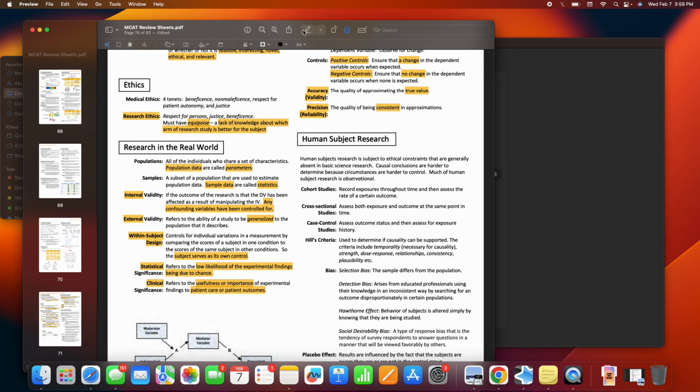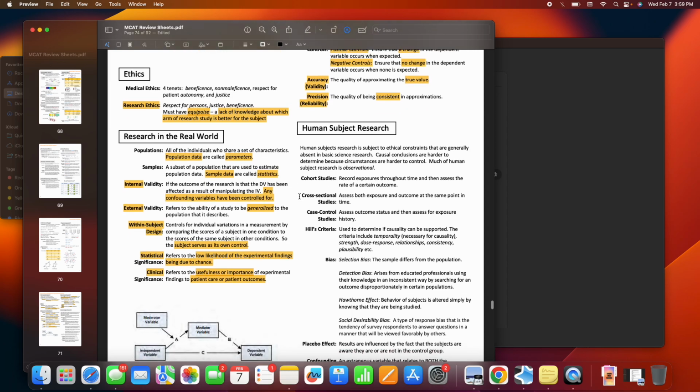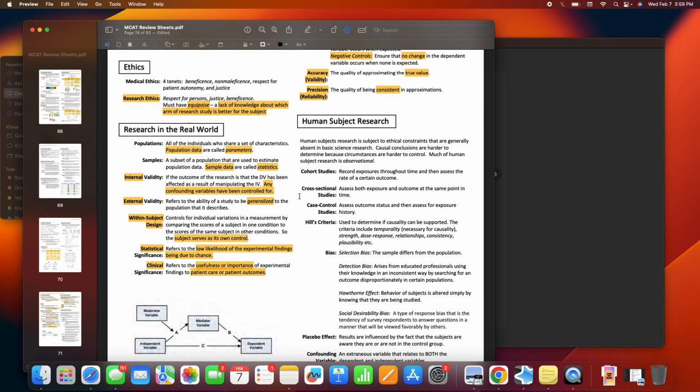And then we have human subject research, where human subjects research is subject to ethical constraints that are generally absent in basic science research. Causal conclusions are harder to determine because circumstances are harder to control. Much of human subject research is observational. Cohort studies.